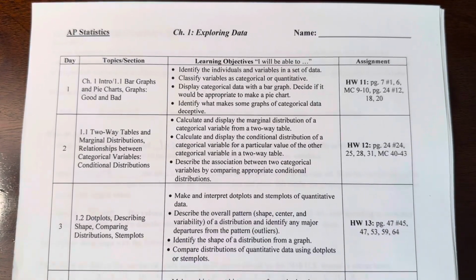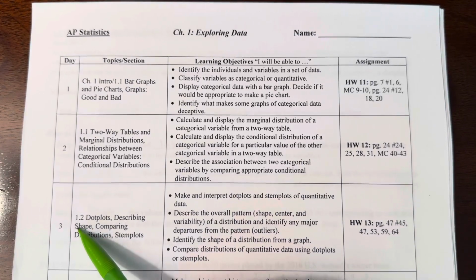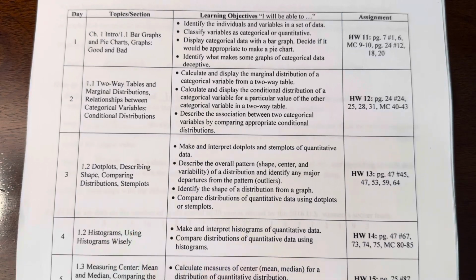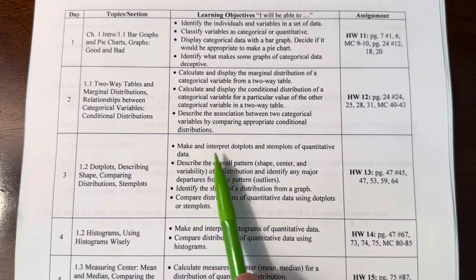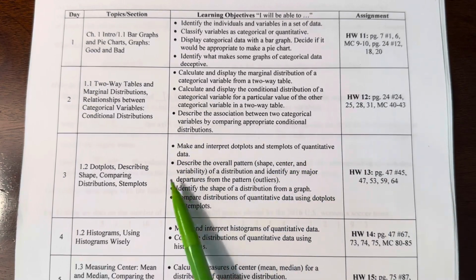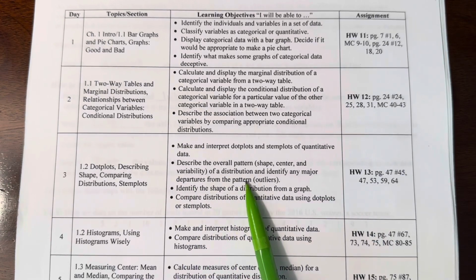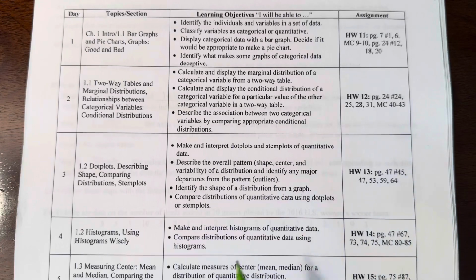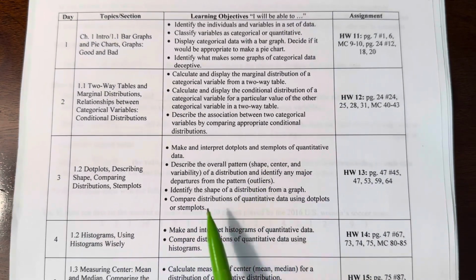Welcome back to day 3 of chapter 1. We are going to be entering section 1.2 today, looking at dot plots, describing shape, comparing distributions, and creating stem plots. By the end of this lesson, you'll be able to make and interpret dot plots and stem plots of quantitative data, describe the overall pattern, shape, center, and variability of a distribution, and identify any major departures from the pattern, outliers. So major departures, outliers, but also other things.